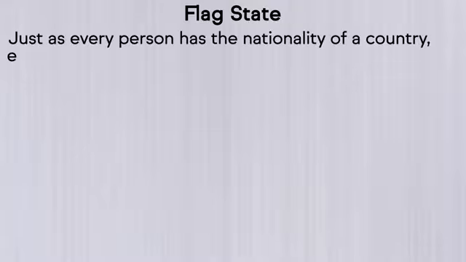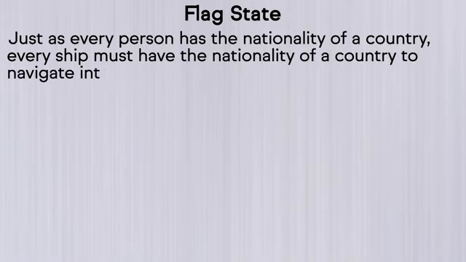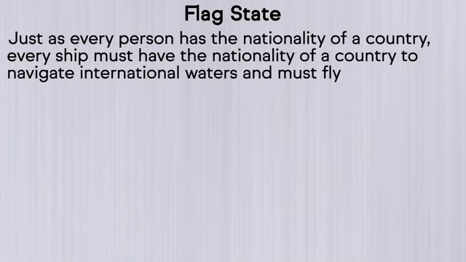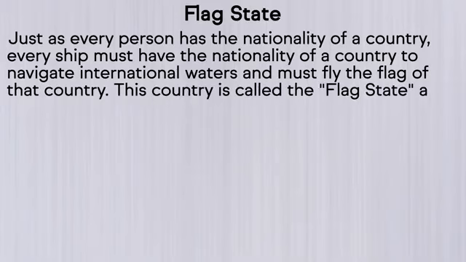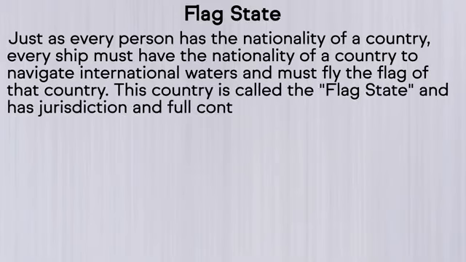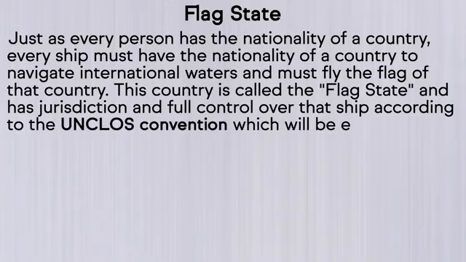Flag state. Just as every person has the nationality of a country, every ship must have the nationality of a country to navigate international waters and must fly the flag of that country. This country is called the flag state and has jurisdiction and full control over that ship according to the UNCLOS Convention, which will be explained in the next chapter.